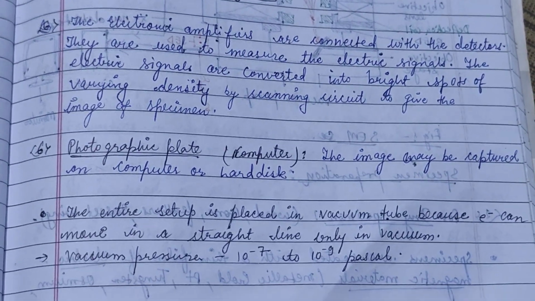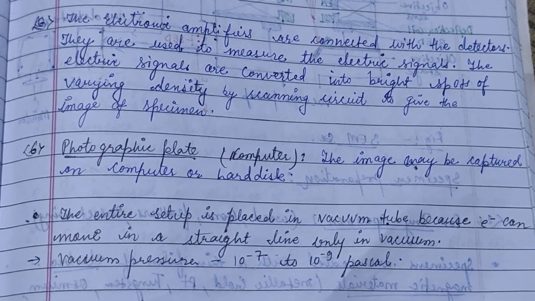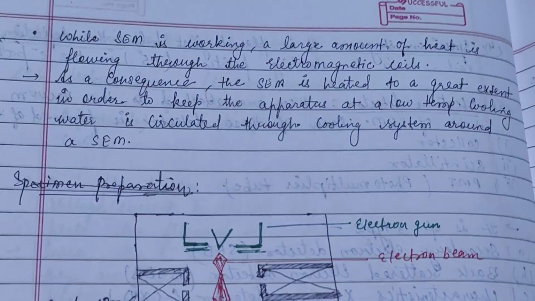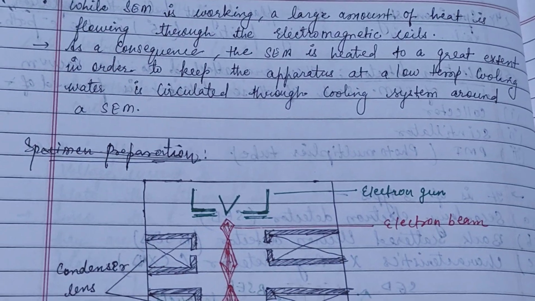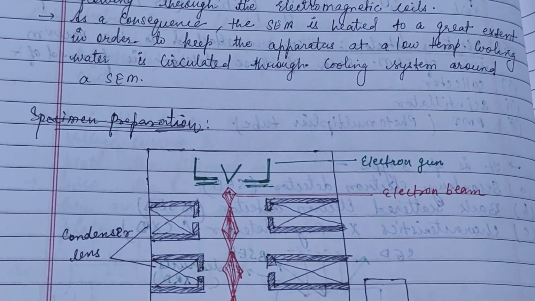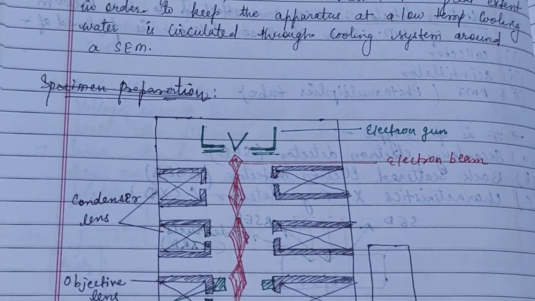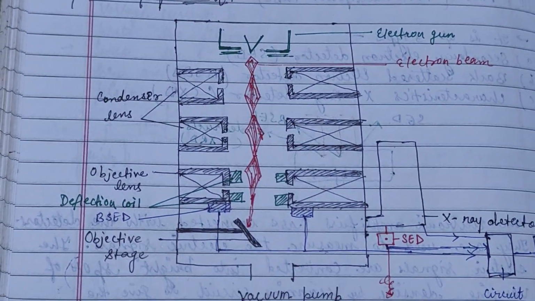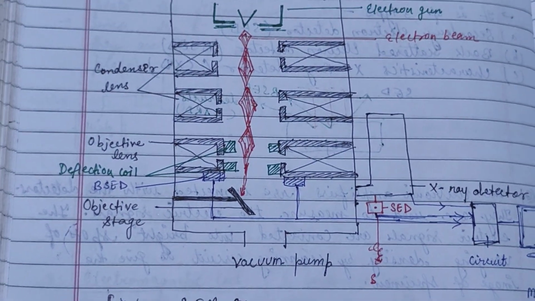Next is the photographic plate, also known as the computer. The image may be captured on the computer or hard disk. The SEM is heated to a great extent, so in order to keep the apparatus at a low temperature, cooling water is circulated through the cooling system around the SEM. So that is the system of the SEM.